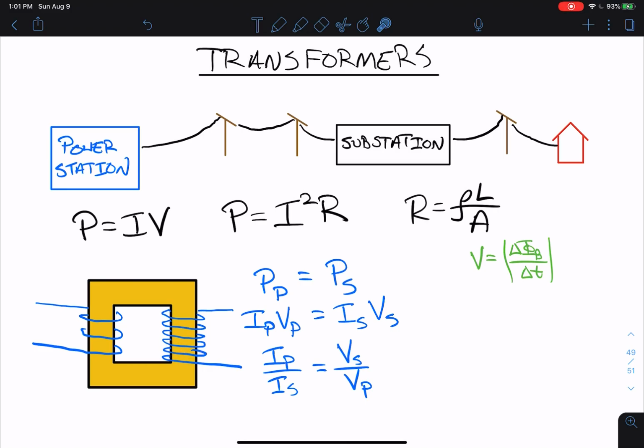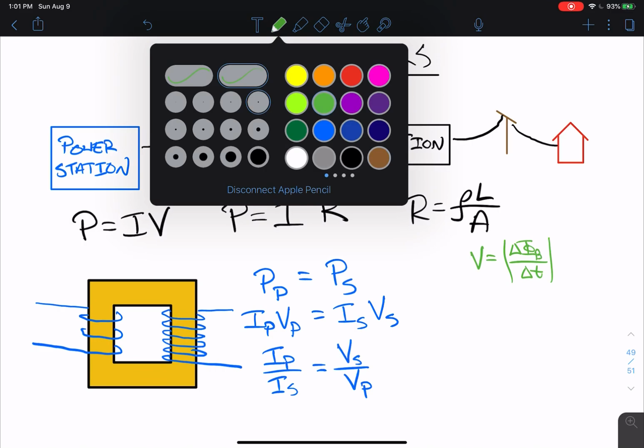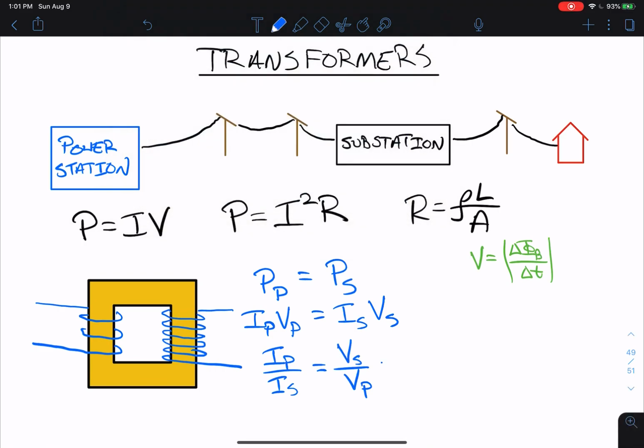And so it turns out that this ratio of voltages can turn into a ratio of just the number of loops. And this is important because this tells me how to actually build the transformer. It's the number of loops that actually matters and is going to get me the behavior that I want. So this ratio is extremely important.